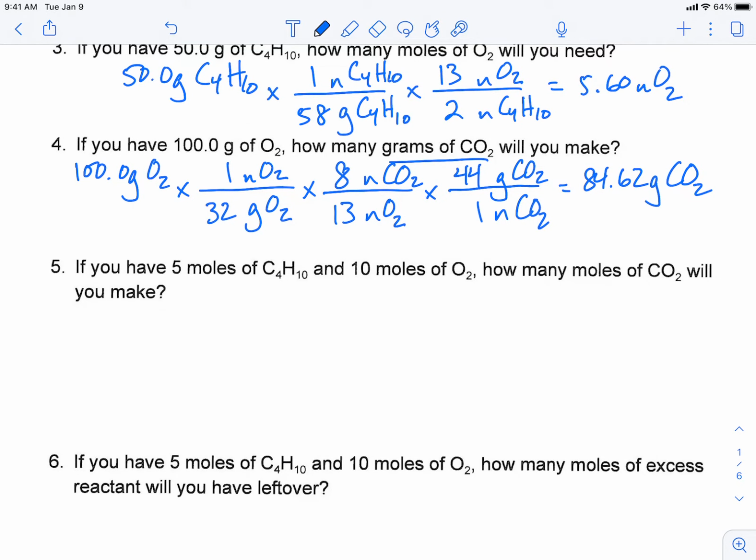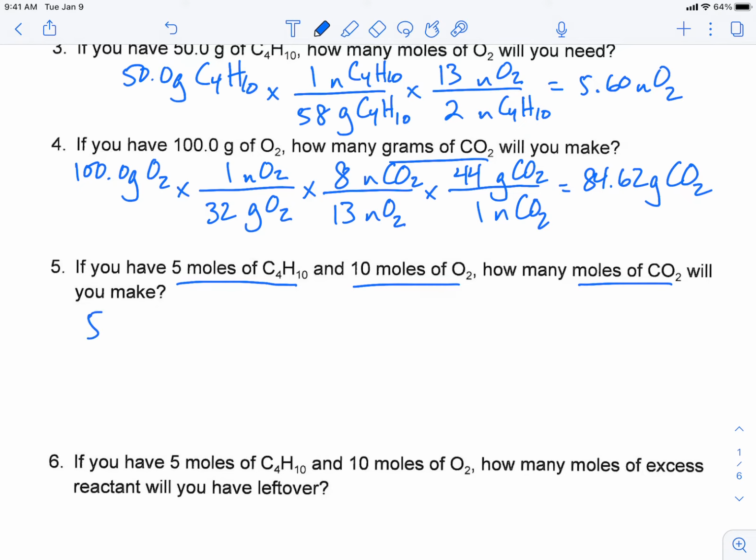Next problem says if we have 5 moles of C4H10 and 10 moles of O2, how many moles of CO2 will you make? Well, we want to recognize this is a limiting reactant problem. You can recognize it because you have 2 different amounts of your reactants. Chances are one of those is going to run out before the other and therefore be a limiting reactant. As we know, the limiting reactant limits the amount of product that can be made because it runs out first. So this asks us to find moles of CO2.